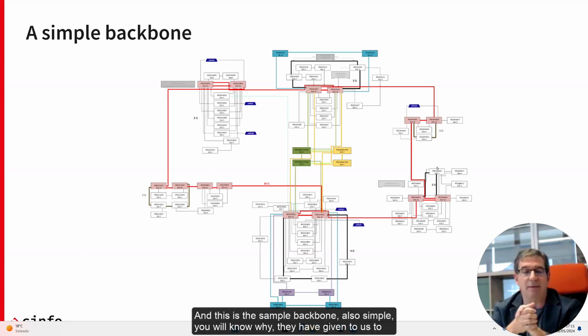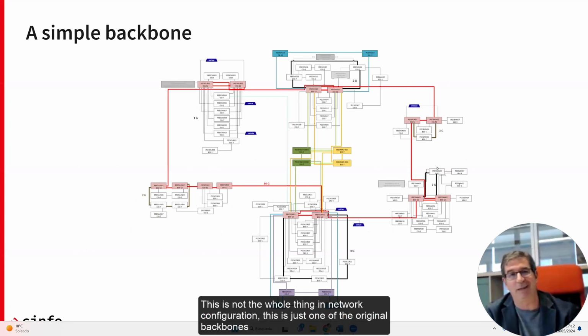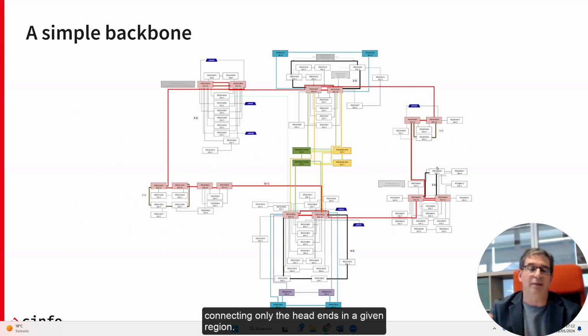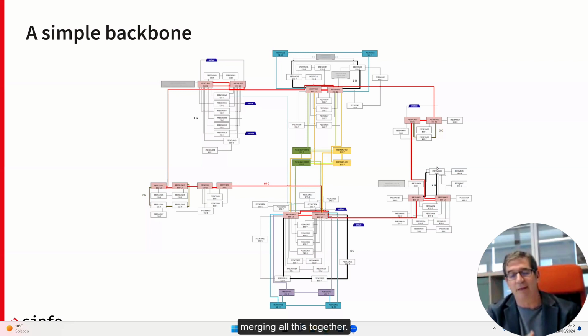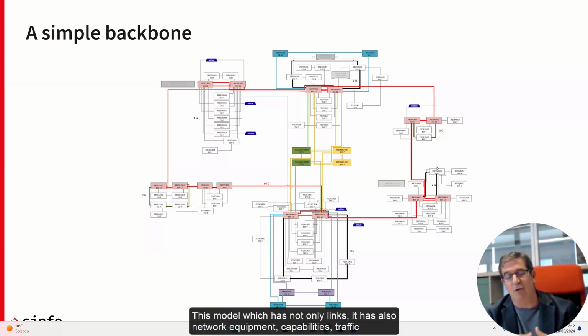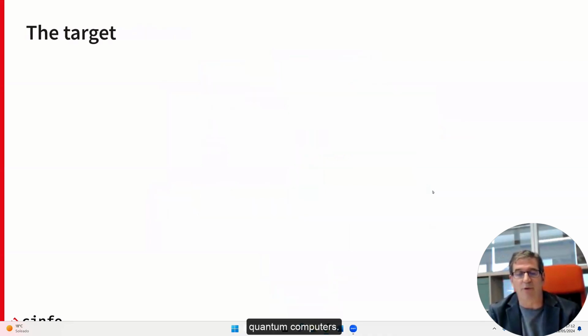And this is the sample backbone, also simple, you will know why. They have given it to us to model inside quantum computers. This is not the whole thing in network configuration. This is just one of the original backbones connecting only the headends in a given region. And remember, they have this region, another region, several national ones, and they are merging all this together. This model, which has not only links, it has also network equipment, capabilities, traffic, and different types of network traffic inside it, is too complex as of today for quantum computers.